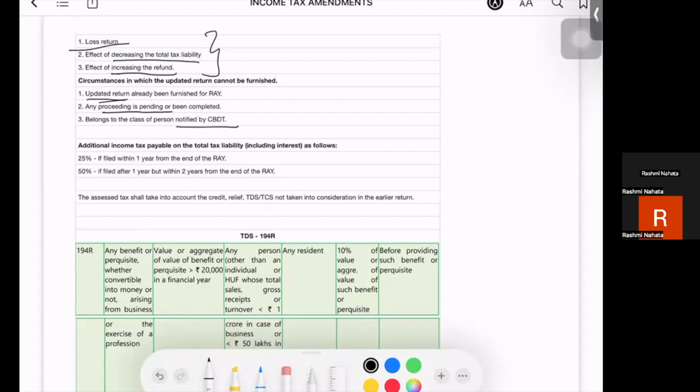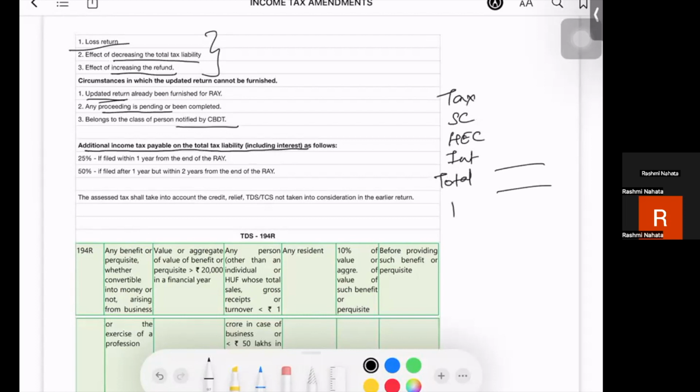But can a person immediately file without any consequences? No. There is going to be a consequence. And what is the consequence? Additional tax shall be payable on the total tax liability, including interest. So we have your tax, surcharge, education cess, and interest. This is called the total tax liability.